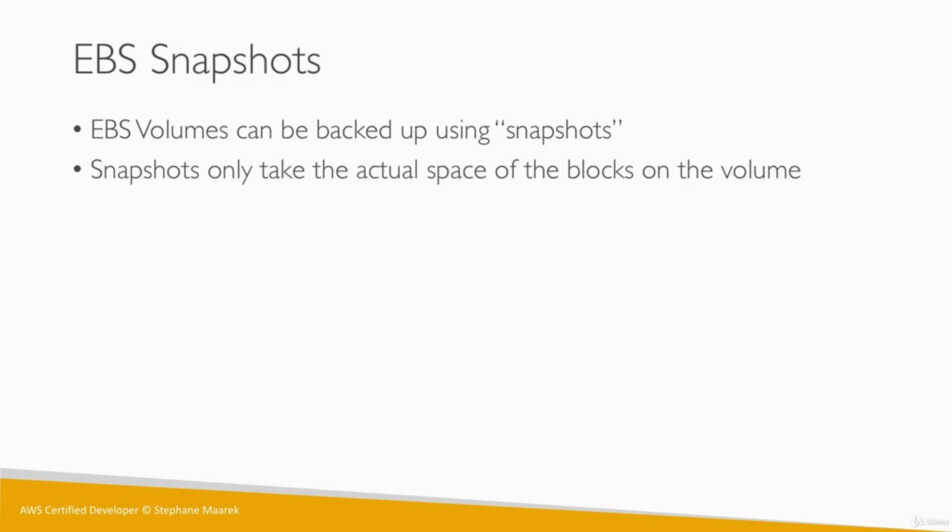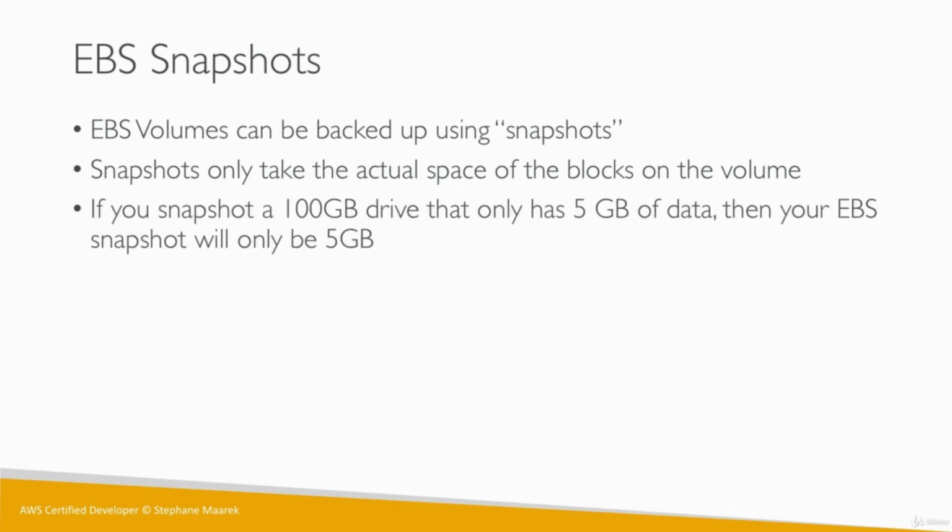As I said before, we can snapshot our EBS volumes. So that means that we can back them up using snapshots, and snapshots will actually only take the actual space of the blocks on the volume. So if we have a 100 gigabyte volume and only 5 gigabytes are actually used, when we snapshot that drive, our EBS snapshot will only be 5 gigabytes. So basically the snapshot only takes the space it needs.